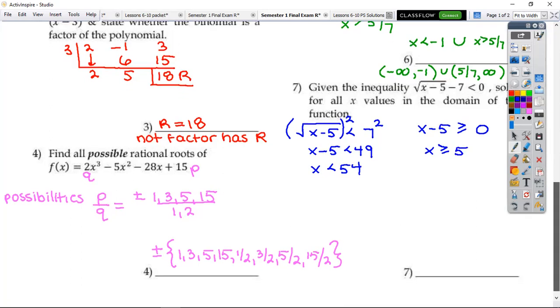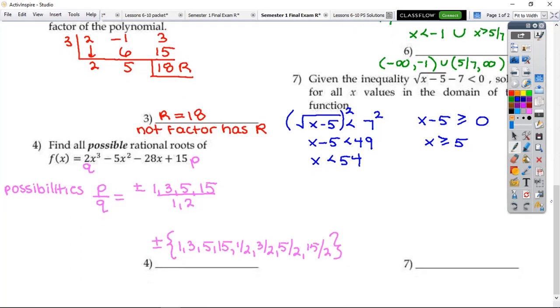So you could write your answer like that, or you can go 5 ≤ x < 54, and you know you are greater than or equal to that, but less than 54. So that's fine. My interval people, you could do this, and then rounded bracket for the 54. Again, you don't need both. Pick what you like better.